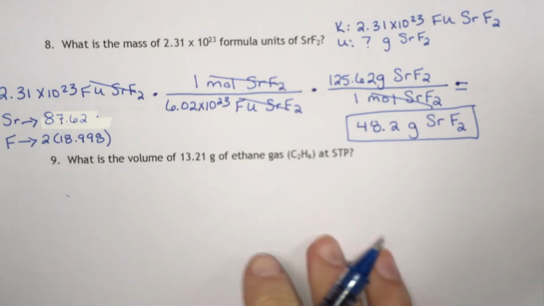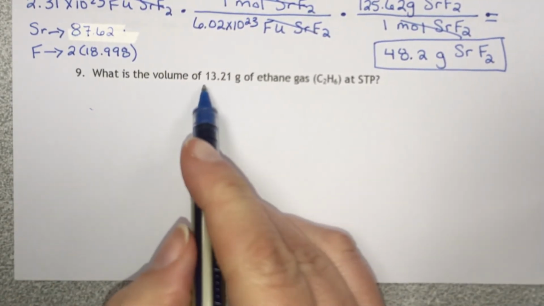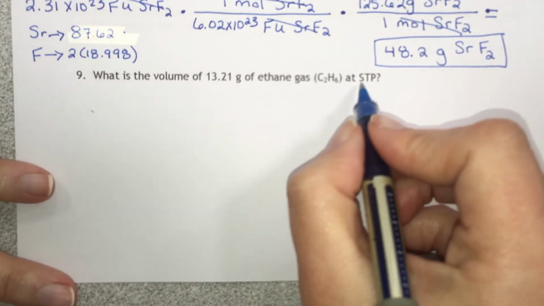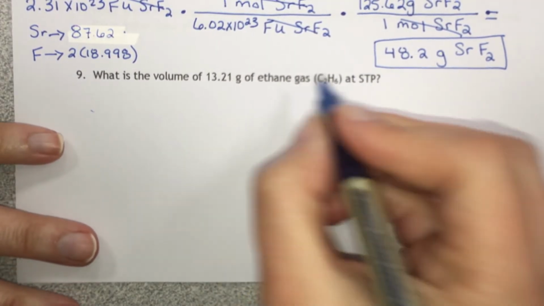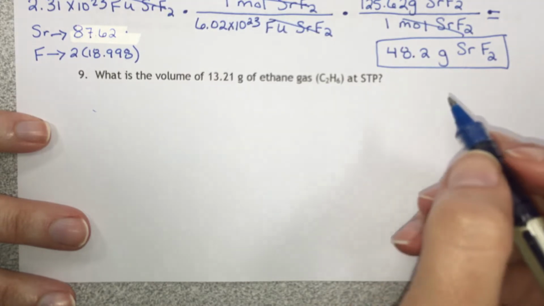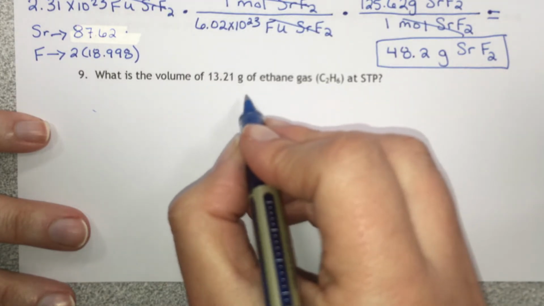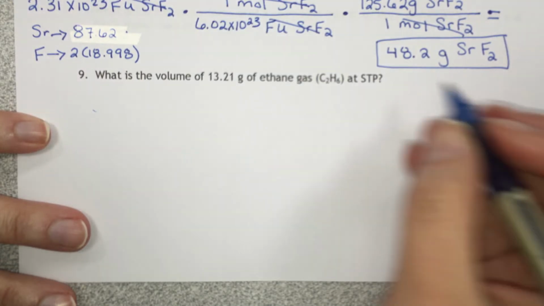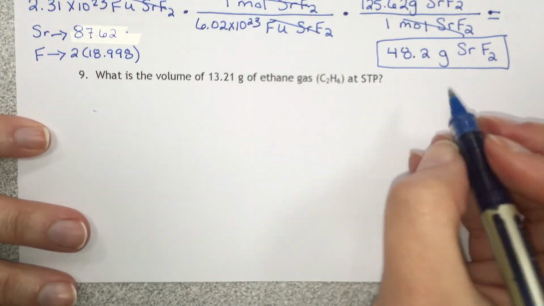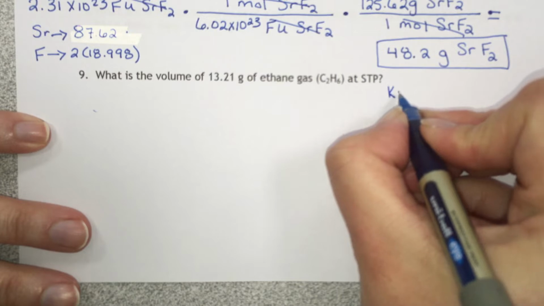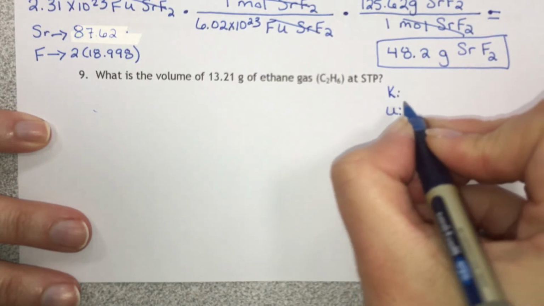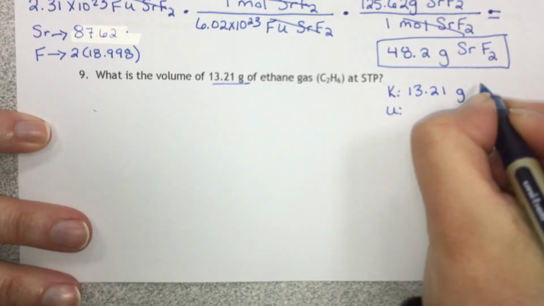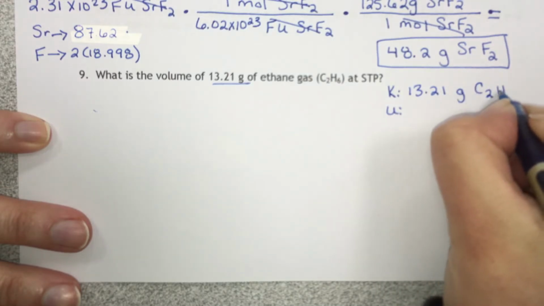Okay, last question on this page. What is the volume of 13.21 grams of ethanol gas at STP? I'm sorry, ethane, not ethanol. It gives us mass and we have to go to volume. Again, we don't have moles. We're not given moles, and we're not going to moles. So it is going to be a two-step problem. We have a known and an unknown. The known is 13.21 grams of C2H6.